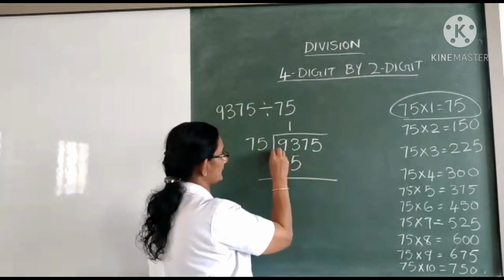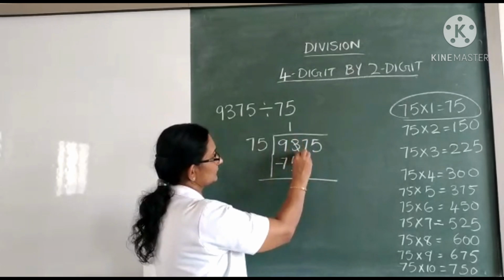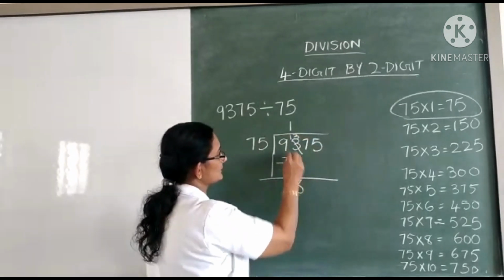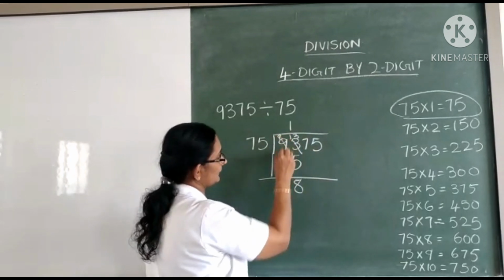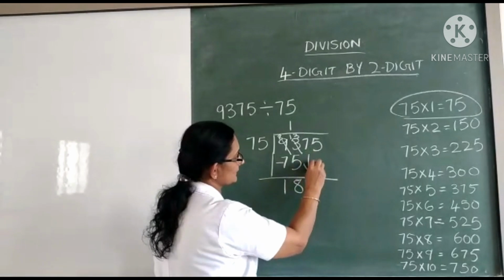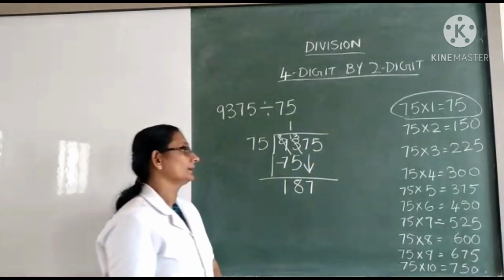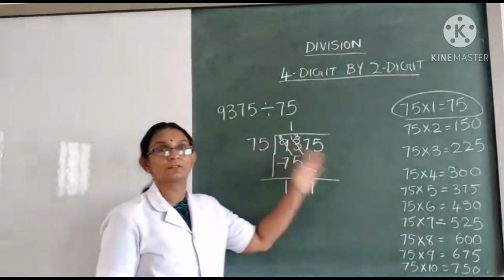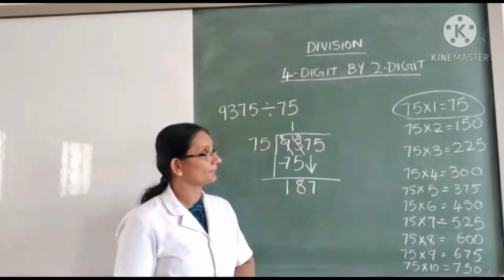Now let us subtract. Now to subtract, 13 minus 5 is equal to 8. And here you have 8. 8 minus 7 is equal to 1. Now bring down the next number 7. Now look at the table of 75 and see how many times 75 goes in 187.